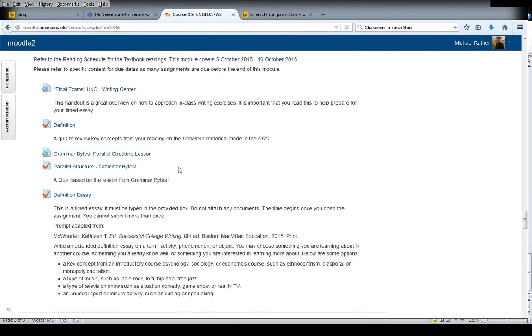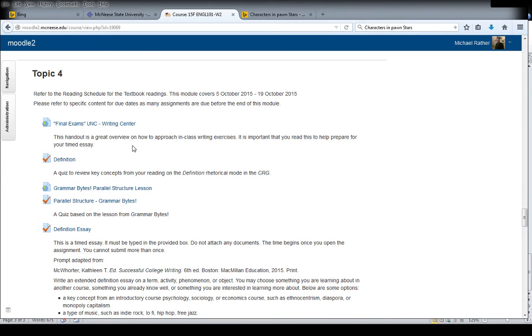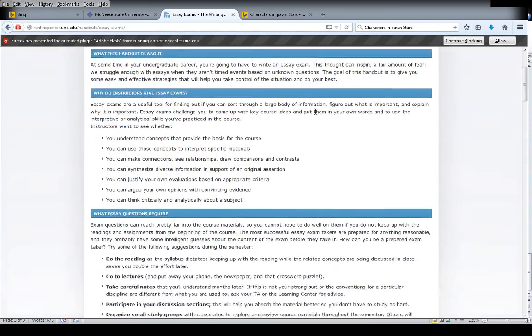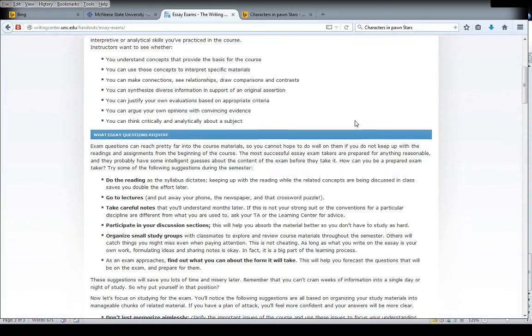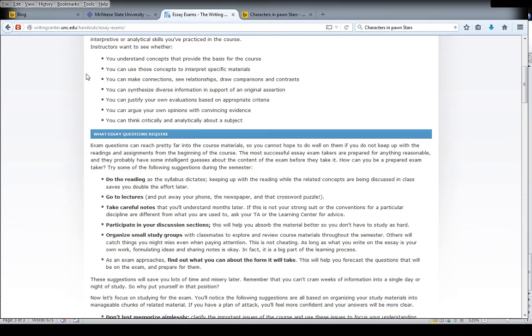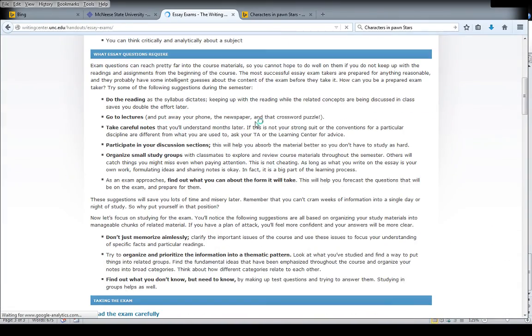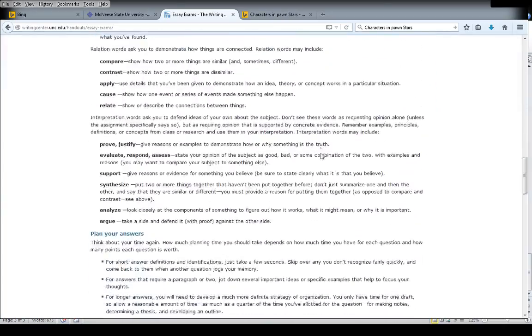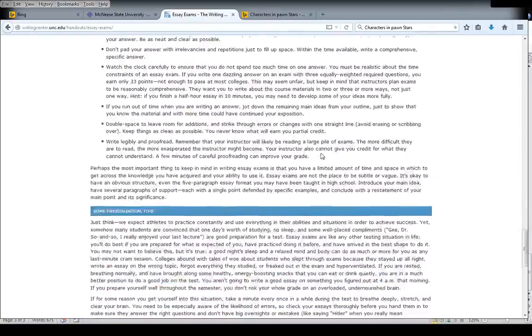So let's talk briefly. You see I've pulled up the Moodle page. Let's talk briefly about this process again. So the next thing you need to do is go to this page, open this resource, and read about final exams and how those work, okay? How those work, how you can read them, how you can use them, how you can think about them. You can even print this out, and what the goals of it are.